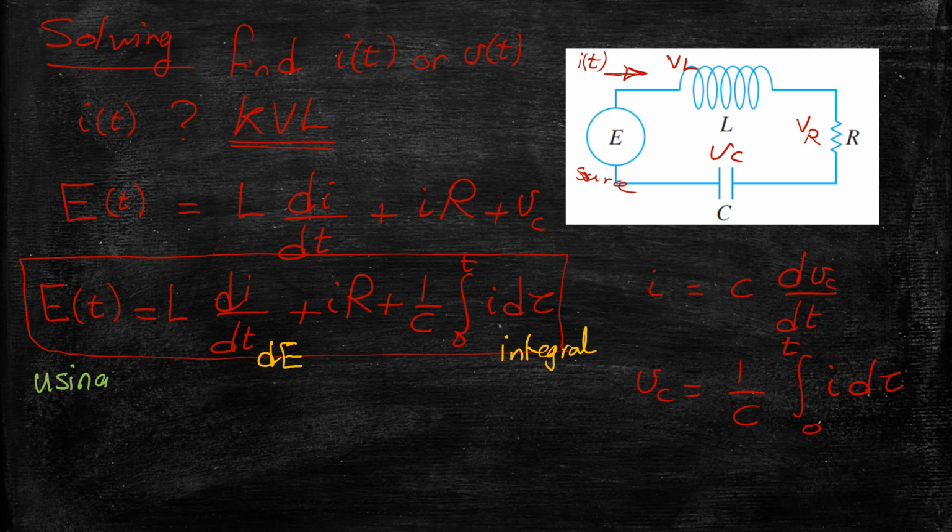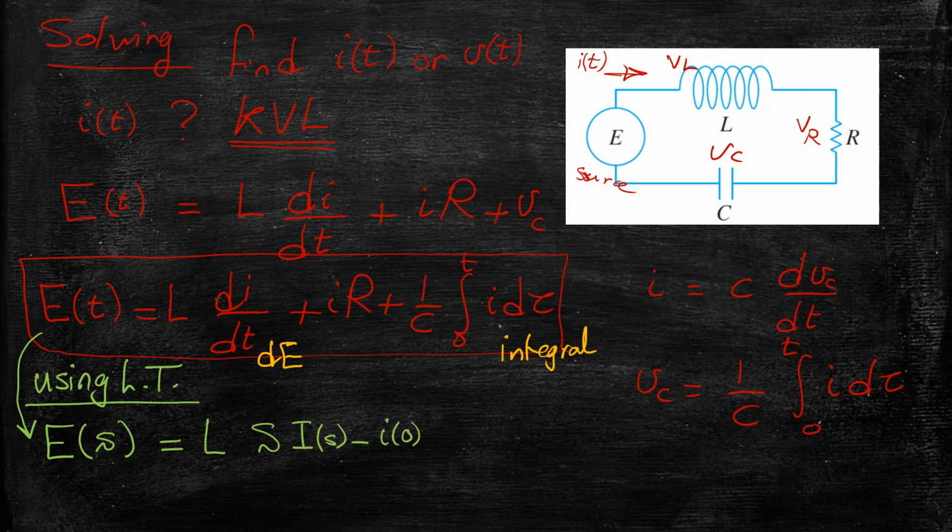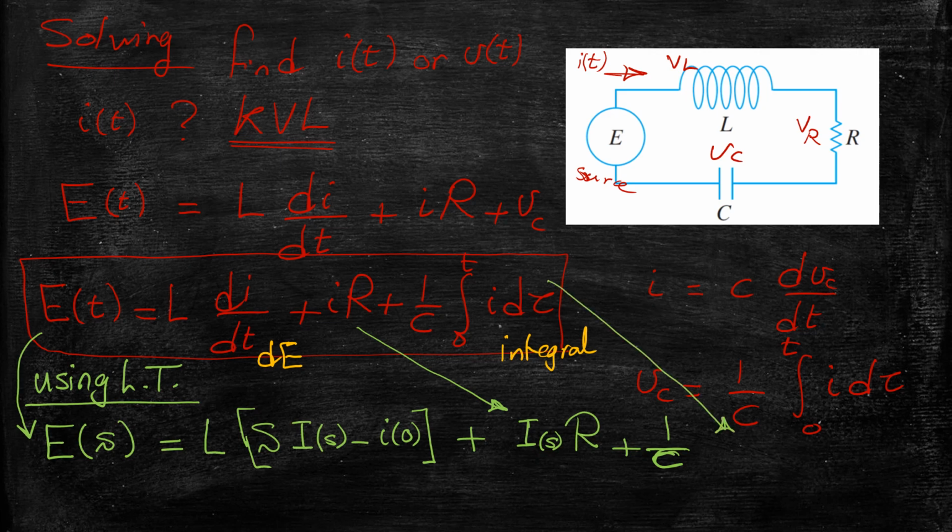you can use Laplace transform. Using Laplace transform, E will be E of S. I can get this from the table or from any operational properties. Then L di by dt will be L times S times I of S minus the initial value of this current. And I times R will be I in the S domain times this constant. And the last part, 1 over C, is a constant as well, and this integration will be nothing but I of S divided by S.